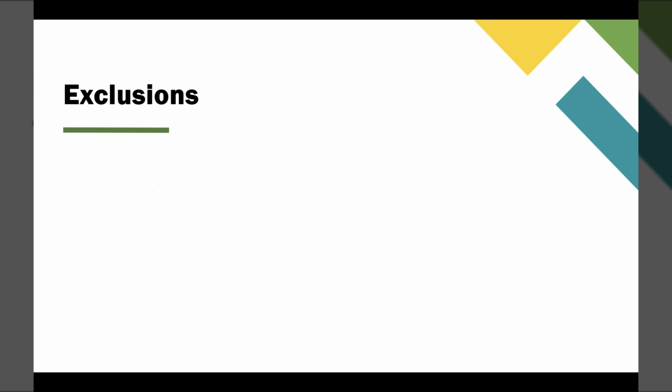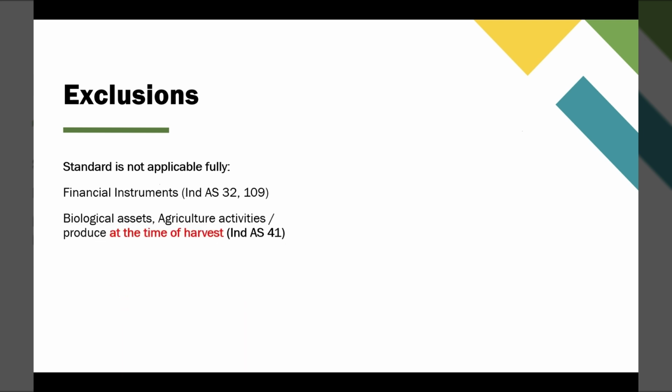So the standard has two kinds of exclusion. One is that the entire standard is not applicable, and the other is that only the measurement of inventories is not applicable. The categories for which the entire standard is not applicable are financial instruments, because there is a separate standard, Ind AS 32 and 109, pertaining to that, and biological assets, agricultural activities, or produce at the time of harvest, because there is a separate standard, Ind AS 41. So, in these two cases, the entire standard is not applicable.